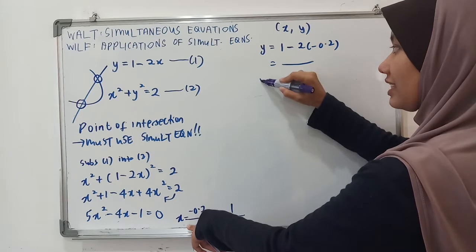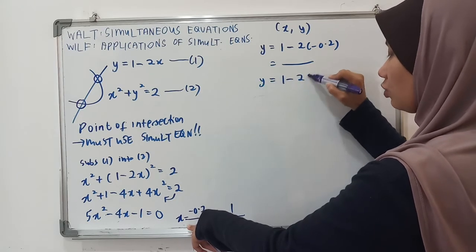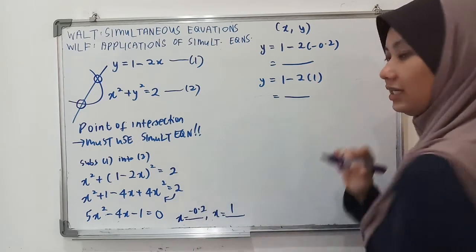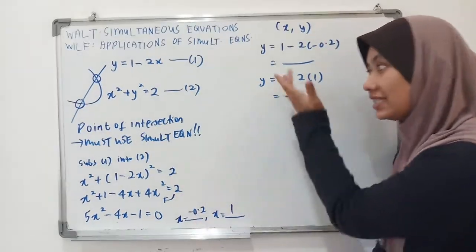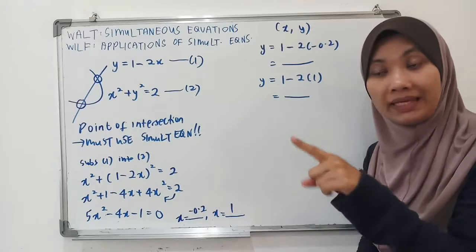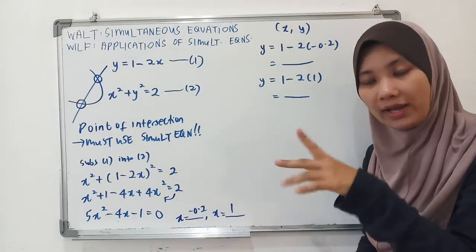Calculate your answer. Second one, y equals 1 minus 2, which is 1. Calculate your answer. Okay? The question asks for coordinates. You cannot leave your answer separately like this. They will deduct your mark by 1 or 2 marks.